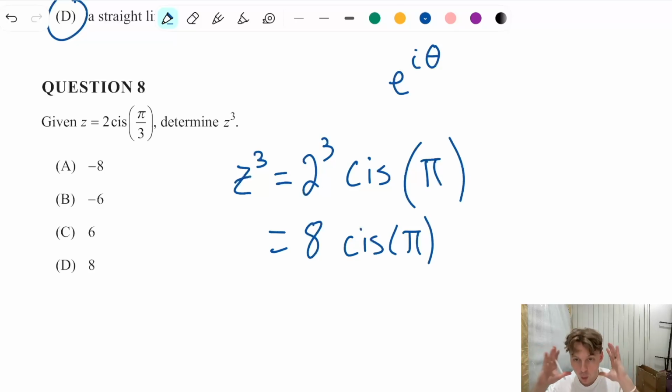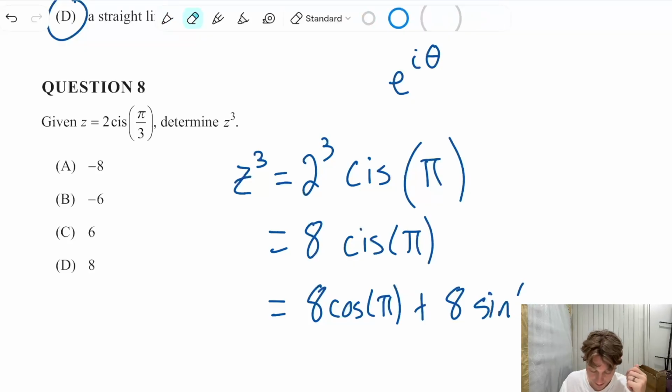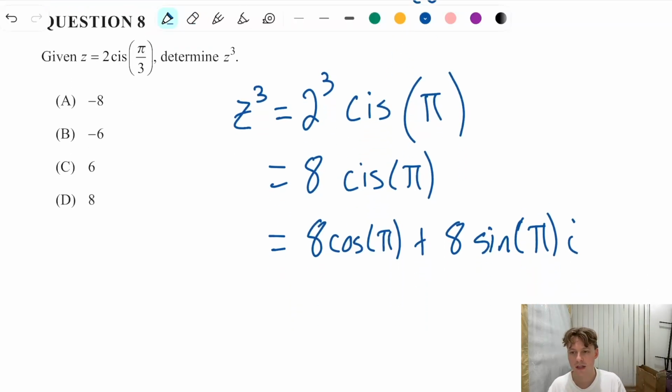Just to explain where our answer is going to come from here, if I break up my cis notation into r cosine theta plus r sine theta, I wind up with 8 cosine theta plus 8 sine, oh, sorry, not theta. I kept saying theta, but I mean pi. 8 sine pi I. And I do put my I's after my sines. I know someone got upset with me about that as well, but apologies. That's just how I was taught.